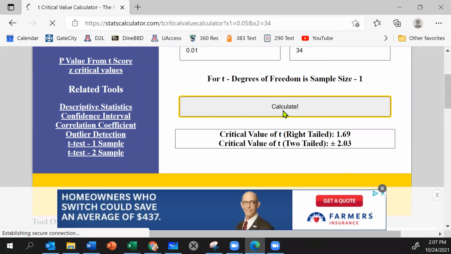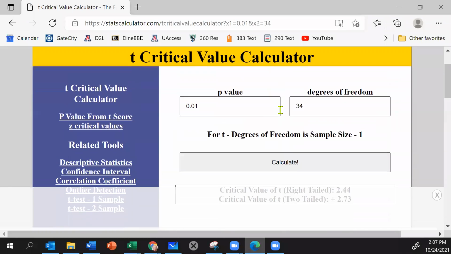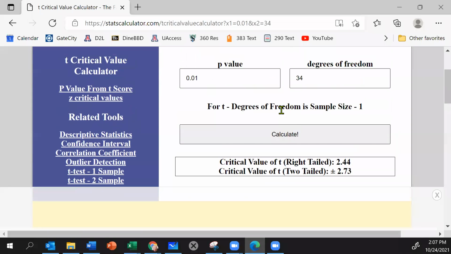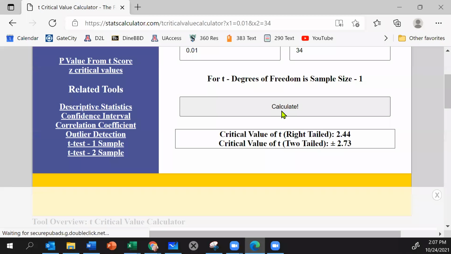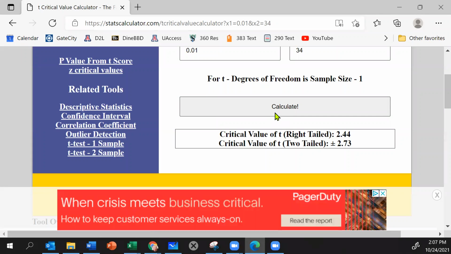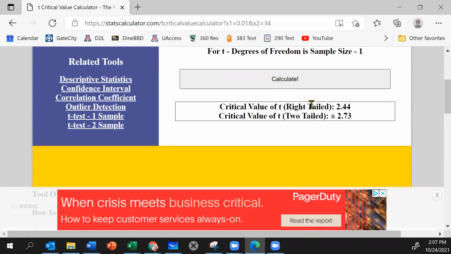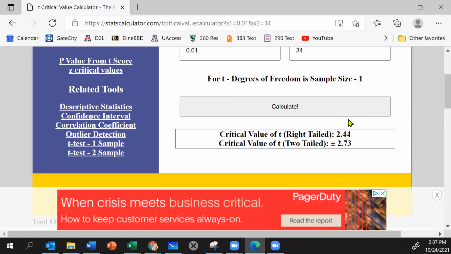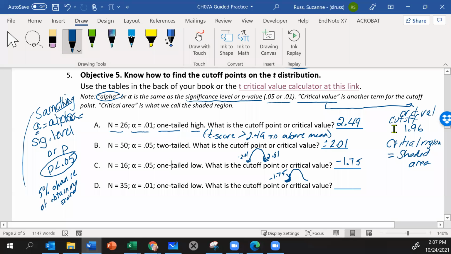So let's calculate again. And we can see that if we have 34 degrees of freedom and we're looking for only a 1% chance of coming up with that result from a randomly selected population, the critical value of t, if it was right-tailed on the high end, would be 2.44. But because we're looking on the low end of the distribution, it's going to be minus 2.44.